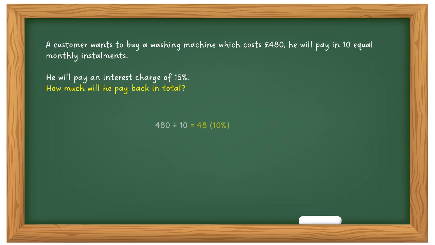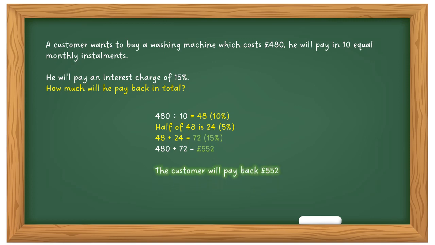Let's go through it. Again, 480 divided by 10 gives you 48, which is the value of 10%. All you then do is add half of the 48, which is 24. So 48 and 24 is £72. So £72 is the 15% interest on £480. Therefore, 480 plus 72 equals £552. So the customer will pay back £552 with the 15% added.